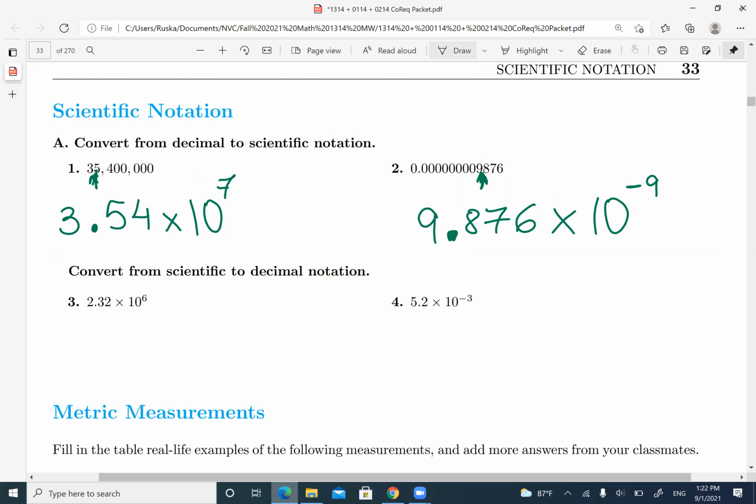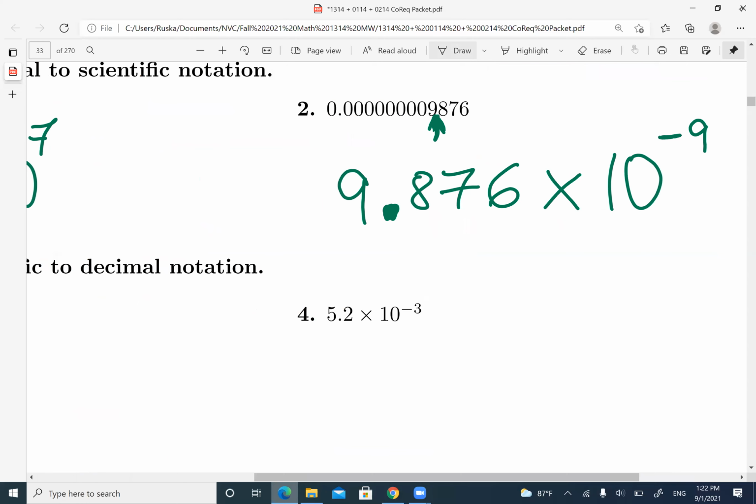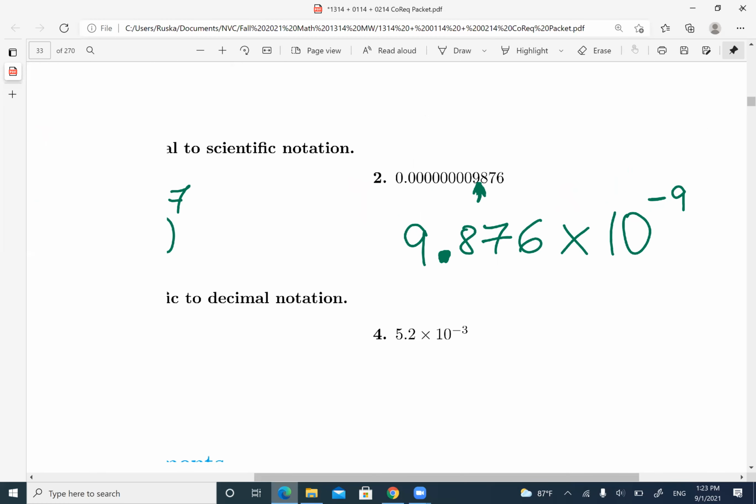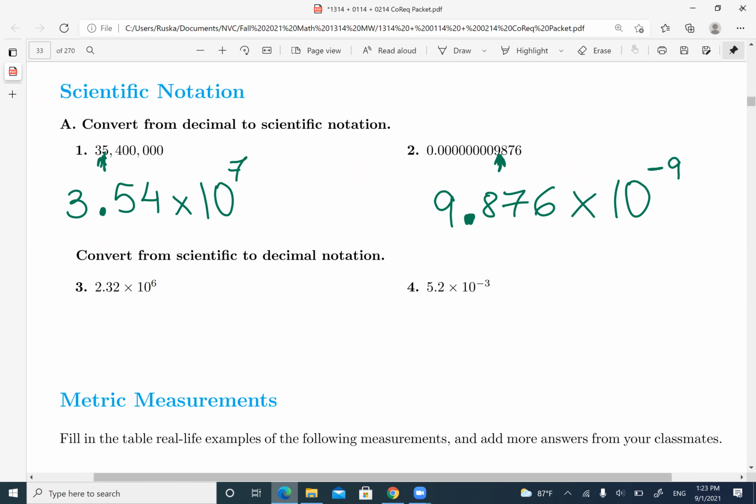Probably I should make it a little bigger so I can see. Yes, sir. I have 1, 2, 3, 4, 5, 6, 7, 8, 9. That's right. Okay. Everybody good with that? Yes, ma'am. Okay. Then you're going to go and do number 3.